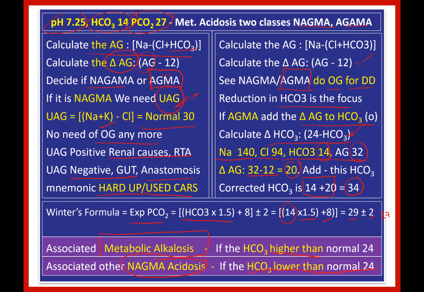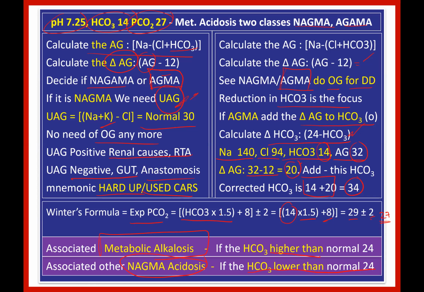14 multiplied by 1.5 is equal to 21, plus 8 is equal to 29, plus minus 2. 27 minimum I should get. But what is my carbon dioxide? I must get 27. What is the given carbon dioxide? It's not written here, but you compare. Oh, it's given 27. Carbon dioxide is 27. My expected is also 27. So naturally, there is no associated respiratory disorder.